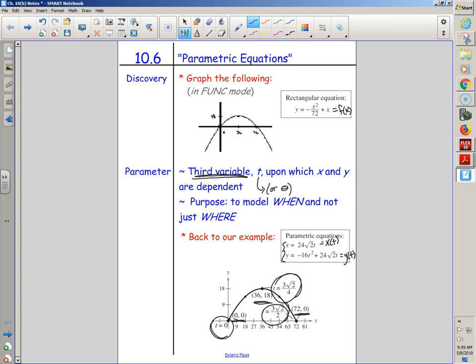Go to x max being 100. Oops. We'll talk about the window in a second as to the problems that can occur. So the long story short, we have this third dude, sometimes t, sometimes theta, and x depends on him and y depends on him, and they work together.